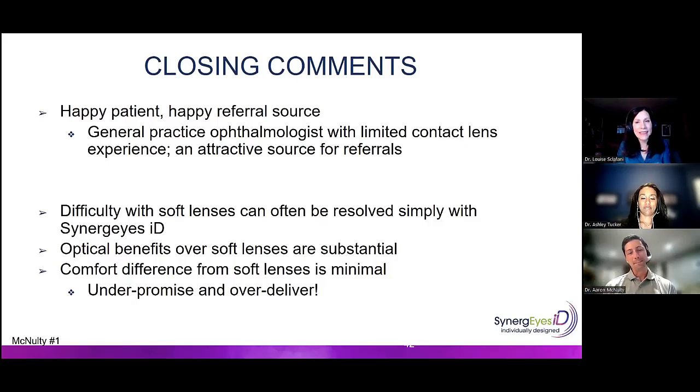No, keep going. Again, the takeaway here is that it's simple. The case is simple, and this just underscores the simplicity of ID. It's a powerful lens that is not an intimidating lens to approach.